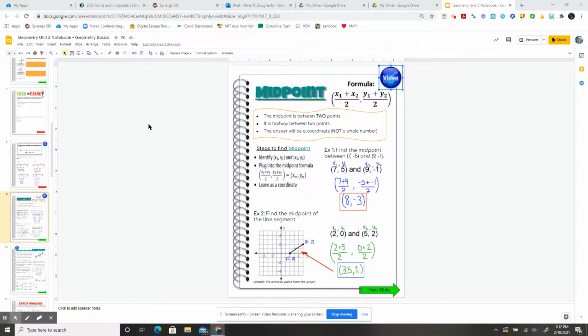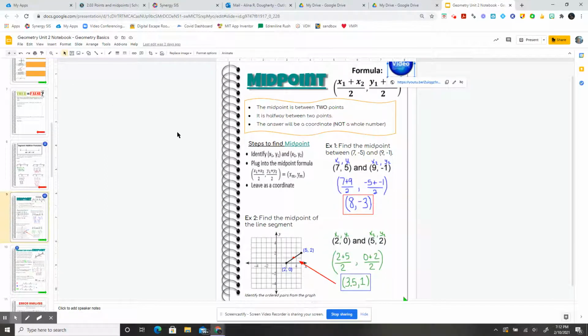So when we're finding the midpoint, we're given two endpoints and we want to find the middle one. So when we do that, we want to find the averages. I'm going to zoom in a little bit, see if we can get a little better look at this.